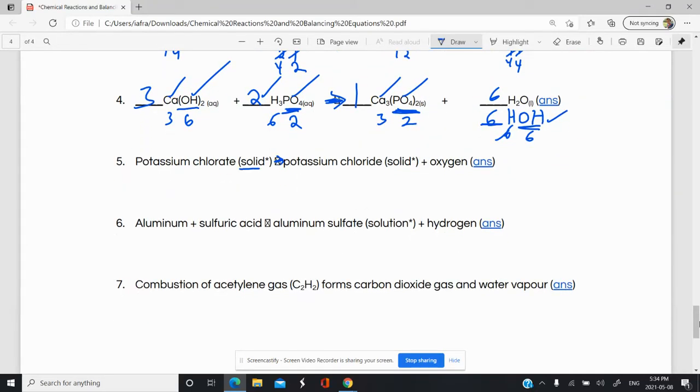So notice that there's states given here, but states are normally not given in a word equation. They're just there to help you practice with writing states out. So in an equation like this, you could definitely write the states. So let's start off by writing a skeleton equation with the states there.